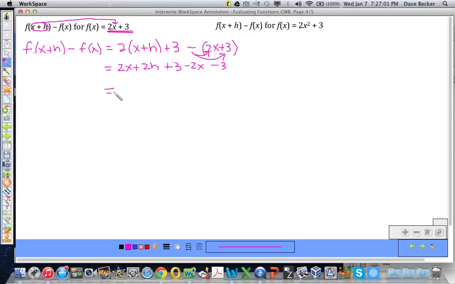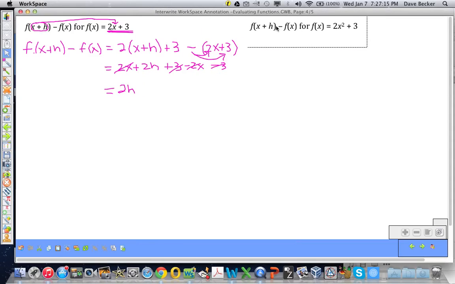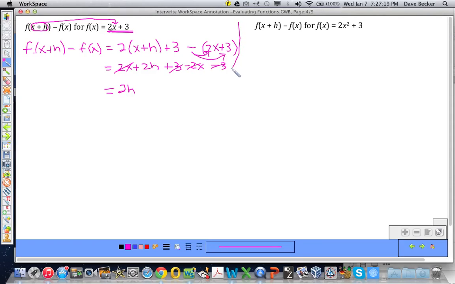So now let's clean that up. 2x minus 2x is 0, goes away. 3 minus 3 is 0, so I am left with 2h. Okay? And then finally, we'll finish up with this. Let me put this here just so it's separated.